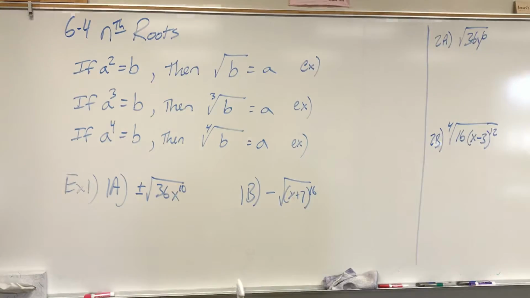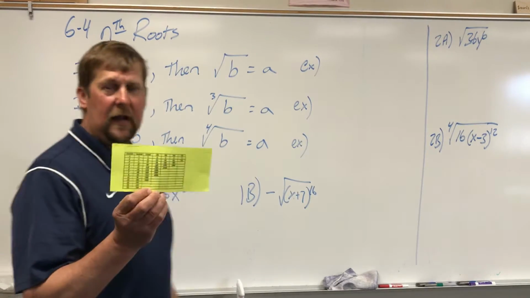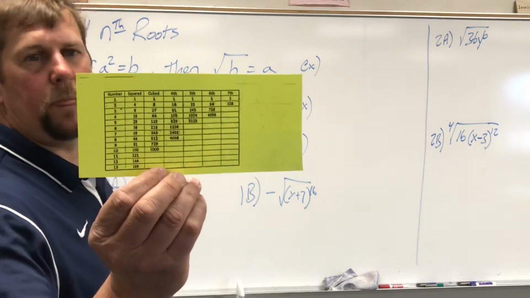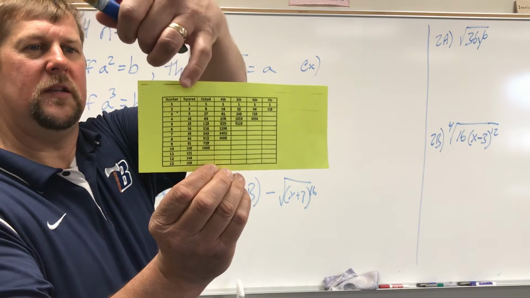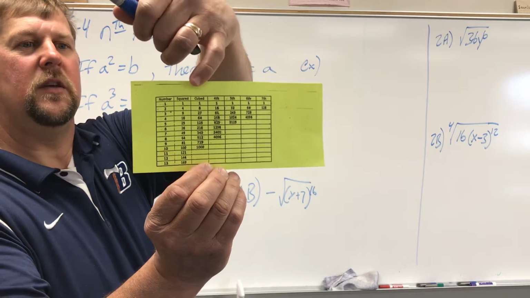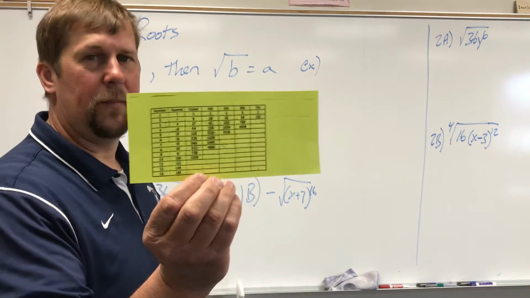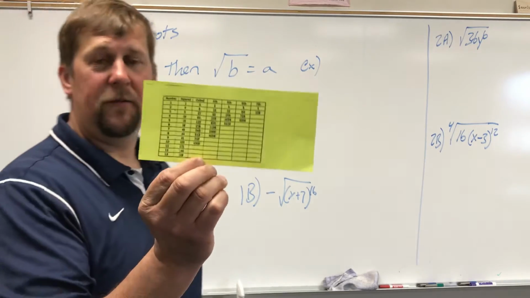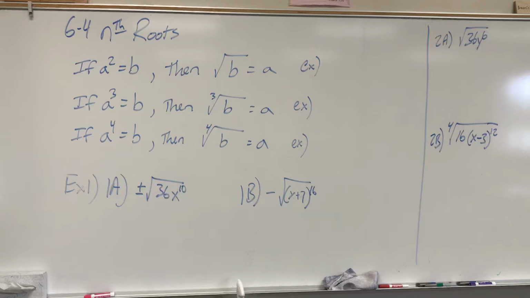Now, in your chapter 6, section 6-4 material, I've posted a power sheet where you've got what the main number is, the square of that number, the cube of that number, the 4th power, 5th power, 6th power, 7th power of those numbers. You can use this, print it off if you need to, and use these numbers to get your perfect powers down.